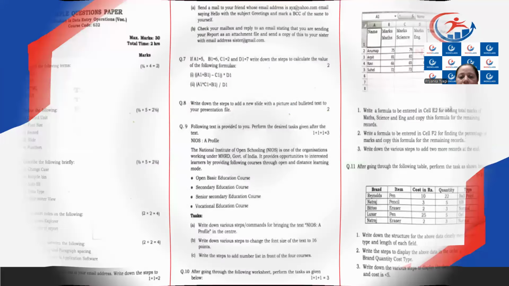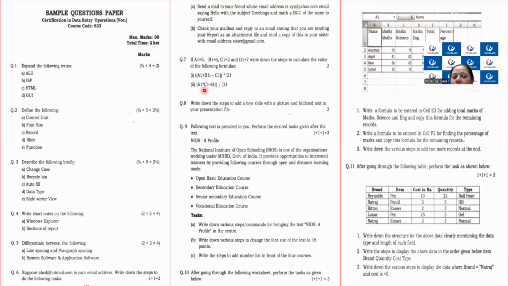Now you can see over here, this is the sample paper for the certificate in data entry operation, vocational. You know that the course code is 632. There is a 30 marks paper, because 70 marks are for the practical examination and 30 for the theory examination. The duration of the examination is 2 hours, and these are the questions. The number of questions is total 11, right? Question numbers 1 to 5: question number 1, expand the following terms. There is a shortcut. Define the following terms, write short notes. Describe the following briefly, write short notes, differentiate between.